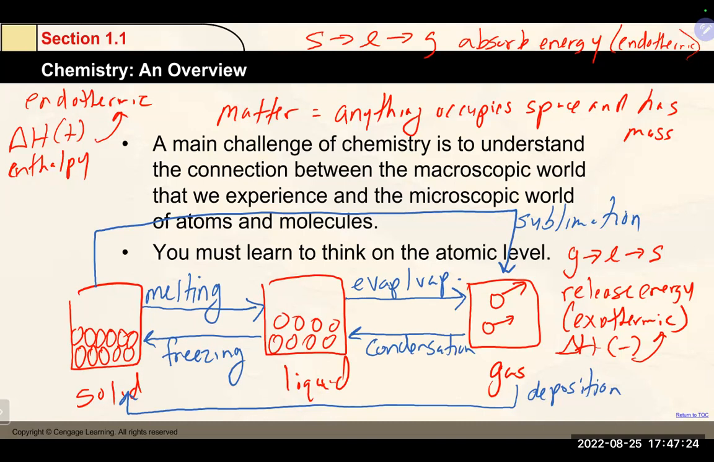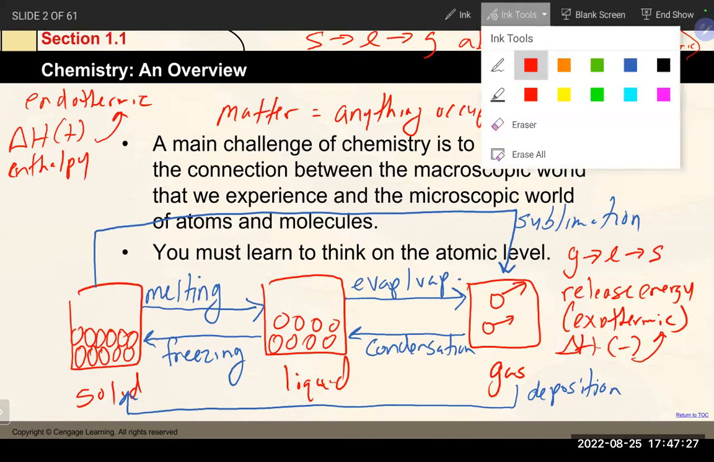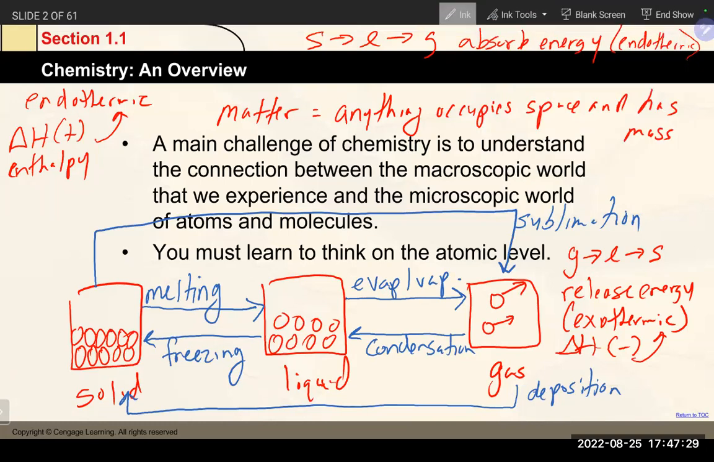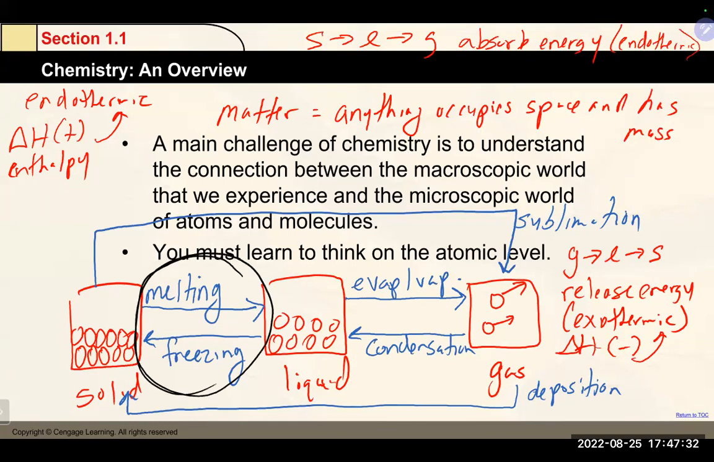Now, before we move on from this, when we have the processes of melting and freezing, do they occur at the same temperature or different temperatures? They do occur at the same temperature. For example, water at 0 degrees Celsius is where it freezes and it also starts to melt, which is the normal melting point, freezing point for water. You actually have both phases happening at the exact same time.